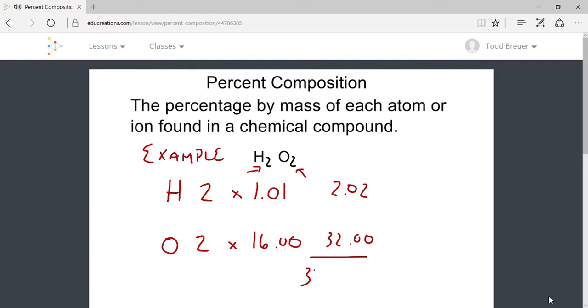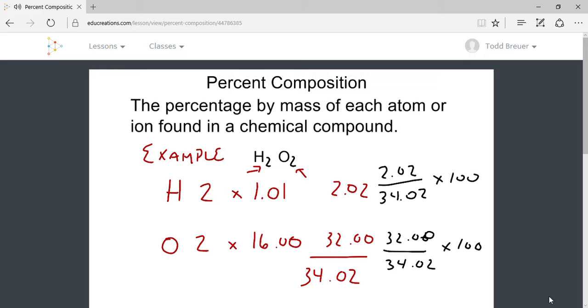By adding these, we get what we would know as the formula mass, sometimes also known as the molar mass for the compound. The formula mass is the whole to compare the parts to calculate percentages. Since the part from hydrogen is 2.02, we would divide that by the formula mass, 34.02, and multiply by 100 to get the percentage of hydrogen.